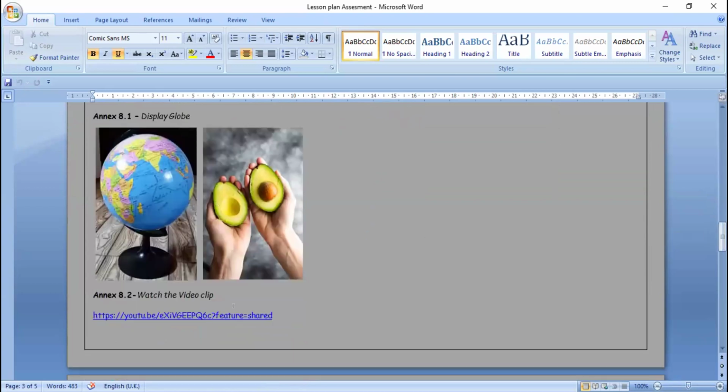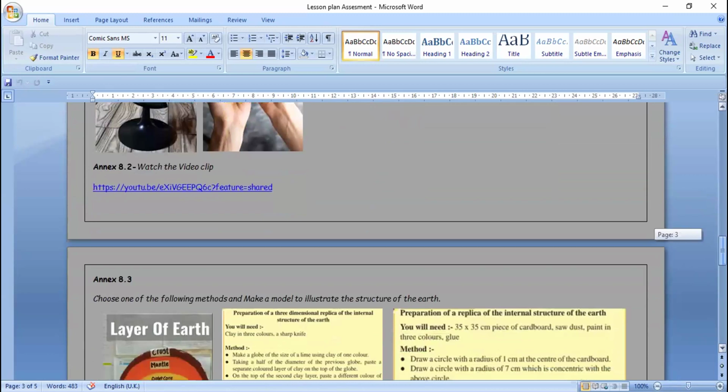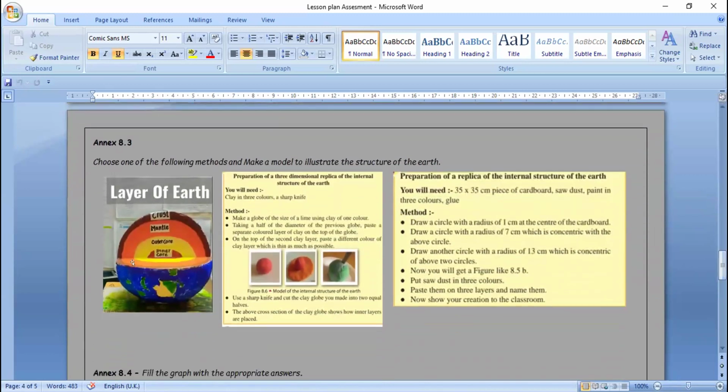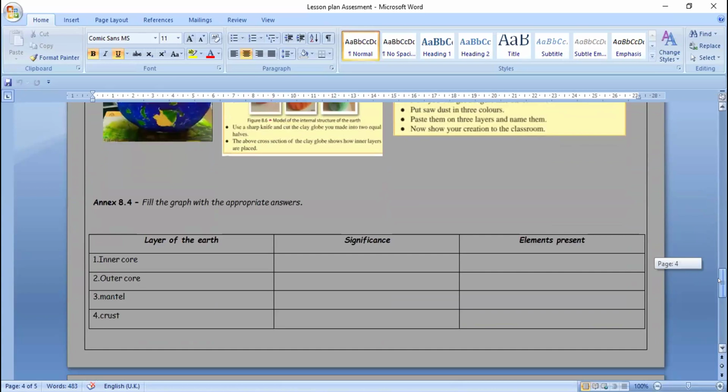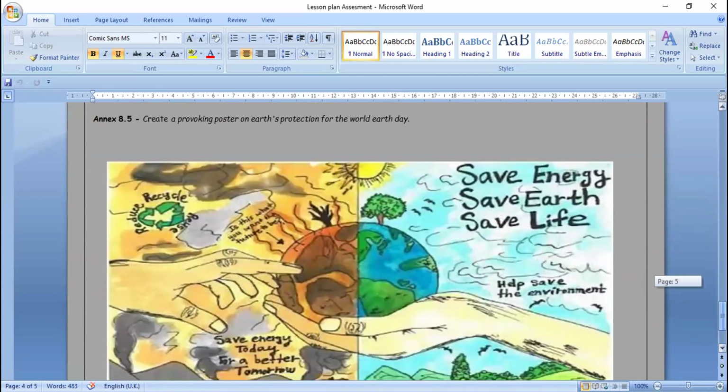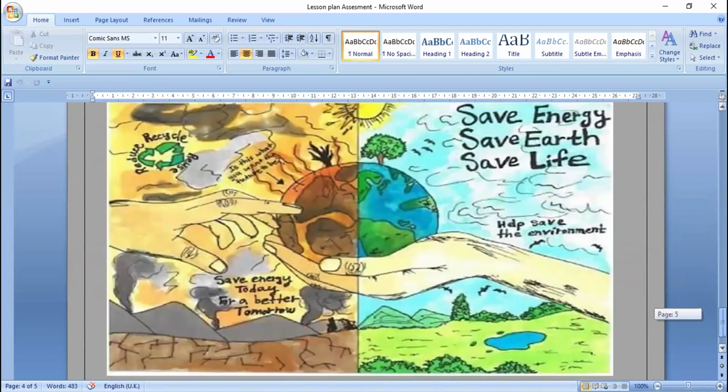Ma'am, should I play the video? No need, to save time. There's a nice video, I can see. And this is the expected group work, ma'am. This should be done according to the textbook. And this is the activity they have to do. And this is the poster they should be doing as group work.